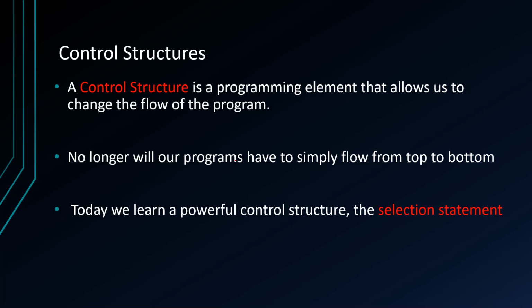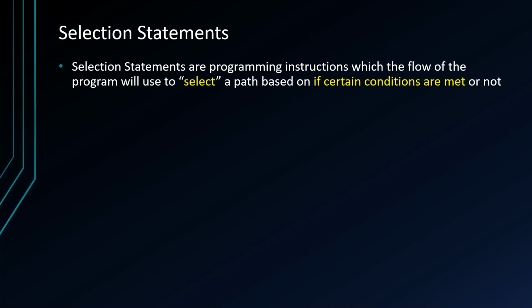And we're going to do this using one of the most powerful control structures that we're going to learn in all of programming, which is called the selection statement. Now, selection statements come in a lot of varieties and a lot of flavors in the world of programming. Selection statements are programming instructions which the flow of the program will use to select a different path based on if certain conditions are met or not. So it might be something as simple as if the user's age is greater than 16, then do the driving path. If it's not greater than 16, then go the walking path. It could be something as simple as that.